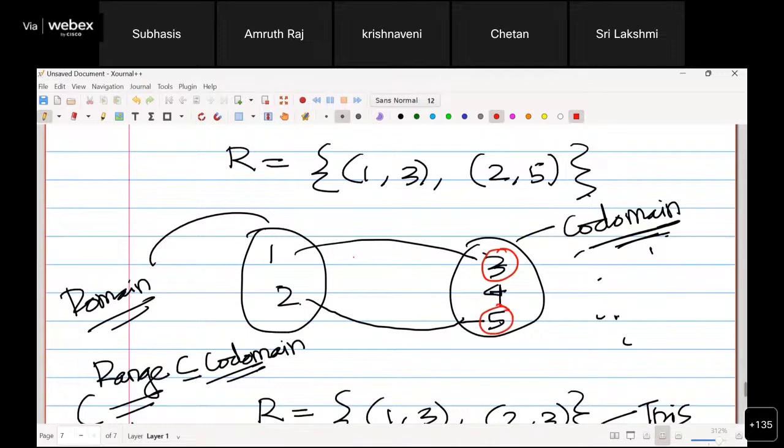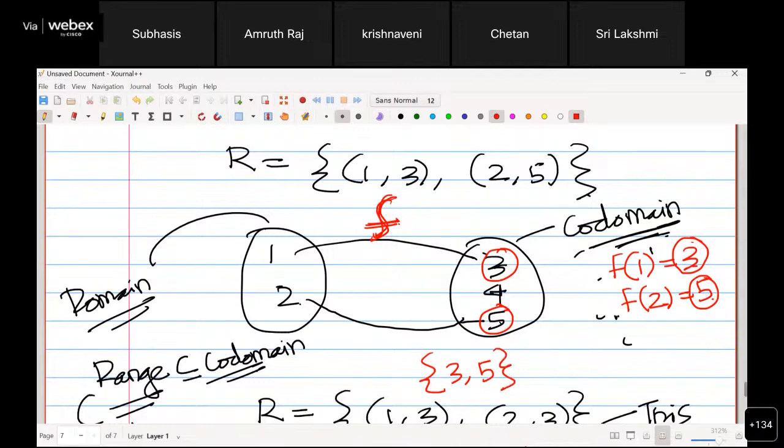Let me denote this function as f. Suppose this is my function. Using algebraic symbols, f of 1 equals 3 and f of 2 equals 5. So 3 and 5 are the actual outputs of this function. This is the range, whereas the codomain is 3, 4, 5. So this is the difference between domain, codomain and range.